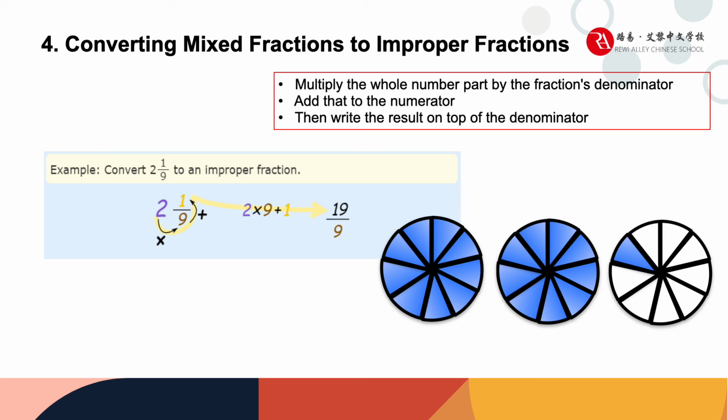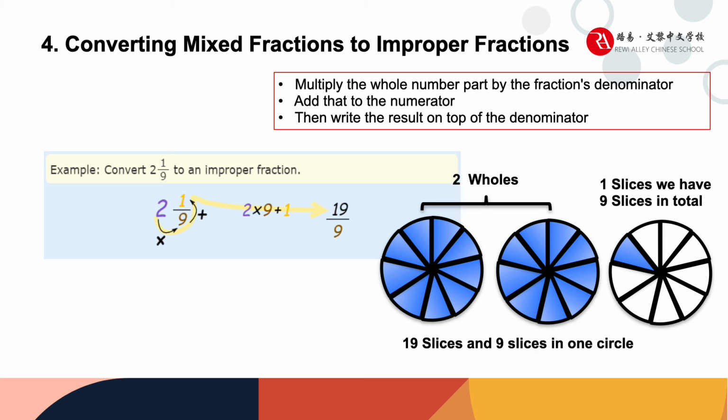Let's look at the picture at the right hand. It shows both the mixed fraction 2 and 1 over 9, 2 whole circles and 1 slice in a 9 slice circle, and the improper fraction 19 over 9. It's 19 slices in 9 slice circles.